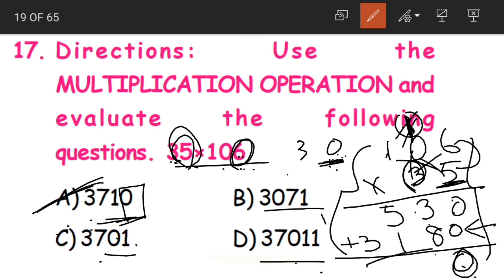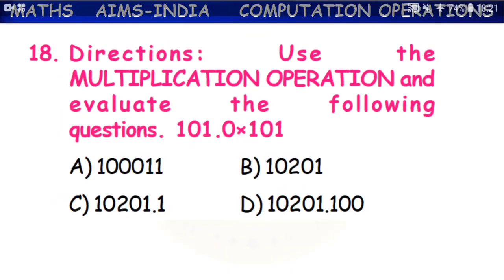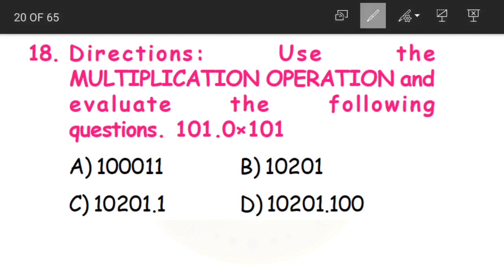Let us cross check by actually adding it. 3 plus 8 becomes 11. 1 here, 1 carried. 5 plus 2, 6, 6 plus 1, 7 and then 3. Yes, we got the same answer, that is 3710. Option A. Moving on to question 18.